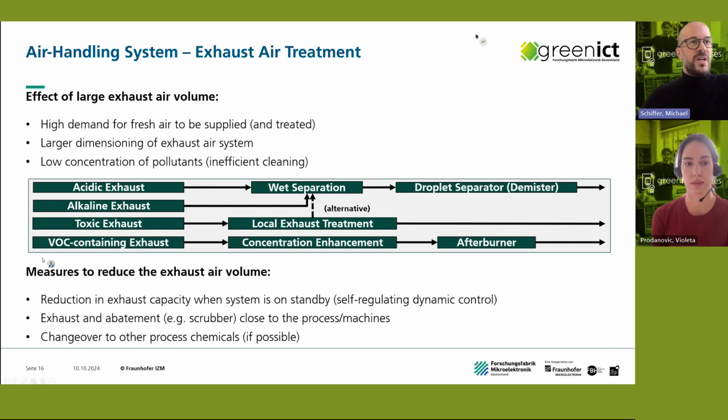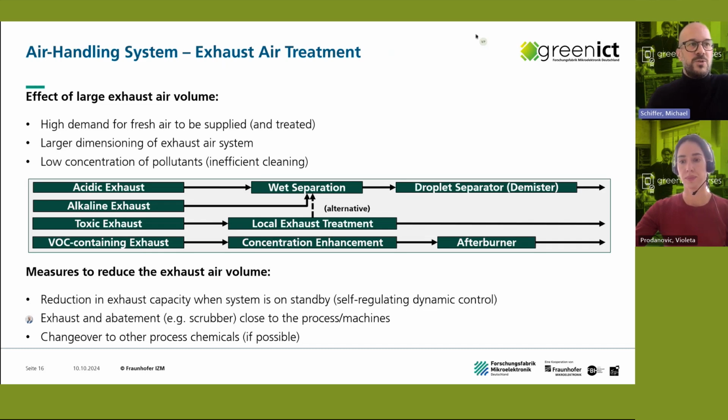Measures to reduce now the exhaust volume would be reducing the exhaust capacity when the system is on standby, for example, if you don't have a 24-hour shifting system, you can go into night shift or reduced airflow in the night. Or you can have something like self-regulating dynamic controls in process areas that are allowed to do so. So let's say when you use the machine, then the exhaust goes on, otherwise it will stay minimized.